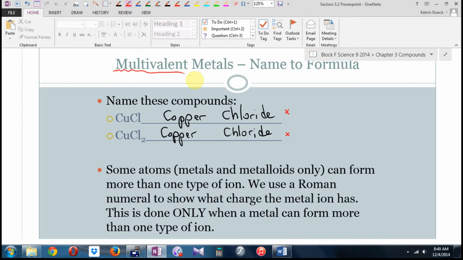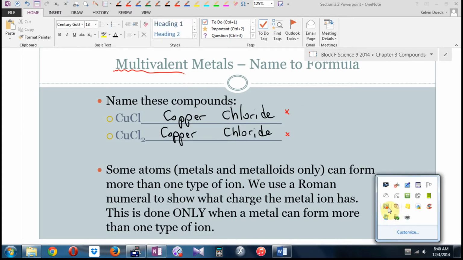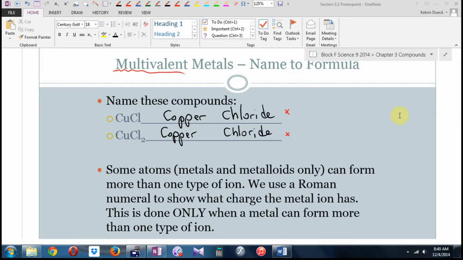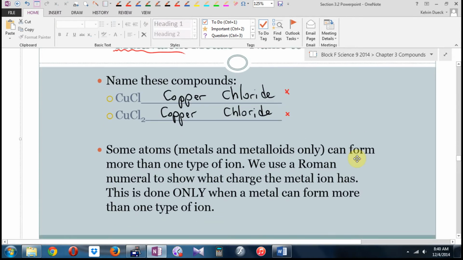Let me find your notes so I can underline what blanks we're filling in. Let me pause for a second. Some metals and non-metals can form more than one type of ion. We use a Roman numeral. I guess I didn't write these in your notes. We use a Roman numeral to show what charge the metal ion has.